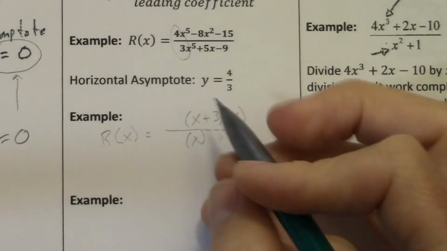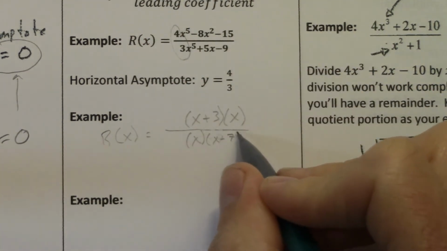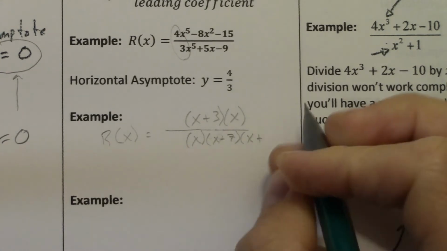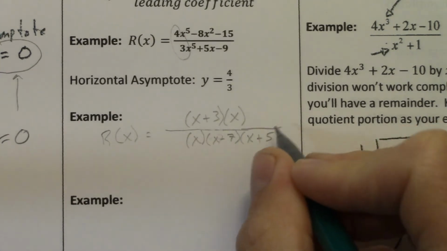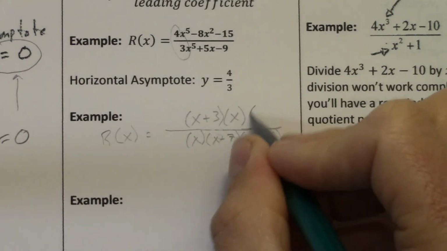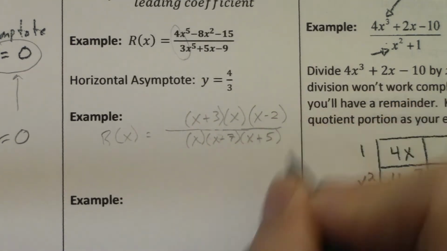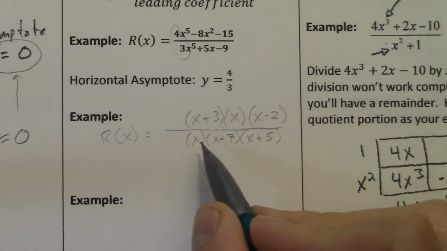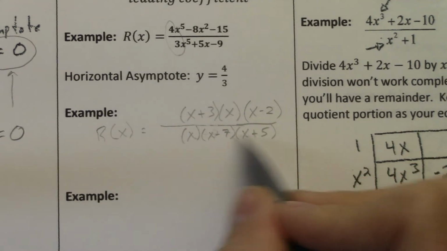I'm going to write it in factored form. Right now the degrees don't match because I have 1, 2, 3 factors that would have an x to the third power. So let me just make that work. All right, cool. So now they both would be a third degree polynomial.